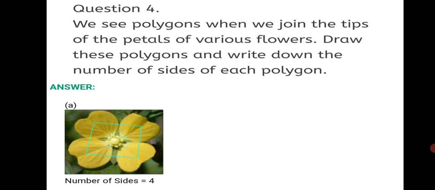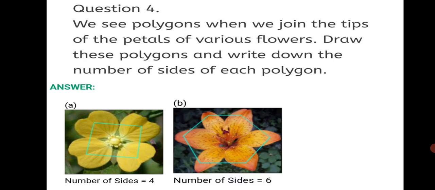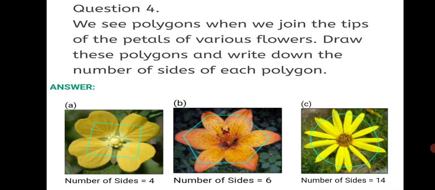That is, when we join the tips of these petals. Second figure, you can see when the tips are joined, you get 6 sides. So number of sides is equal to 6. And the third flower, you can see 14 petals altogether. When you join the tips of the 14 petals, you will get 14 sides. So number of sides is equal to 14. So it's totally up to you which flower you draw. Accordingly, count the number of petals, mark the tips properly and join them with segments, and accordingly write how many sides.